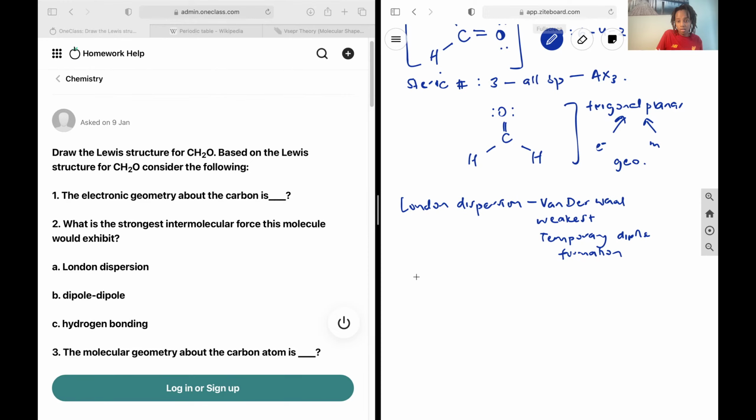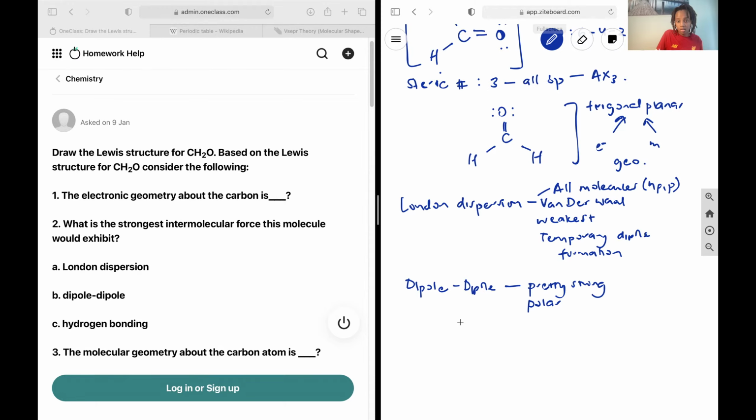We have dipole-dipole forces. So these occur in all molecules, including nonpolar and polar. We have dipole-dipole forces. And these are pretty strong. They are only in polar molecules, and they're a result of the net dipole moment being non-zero.